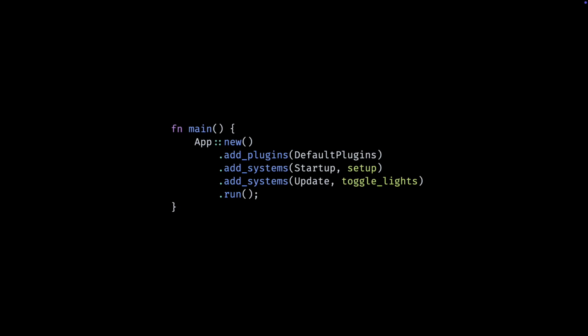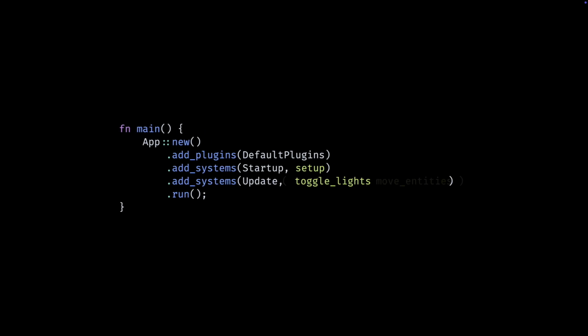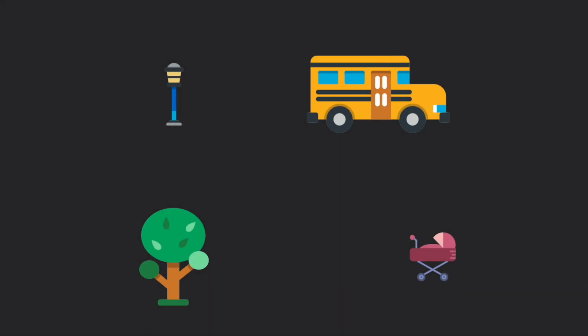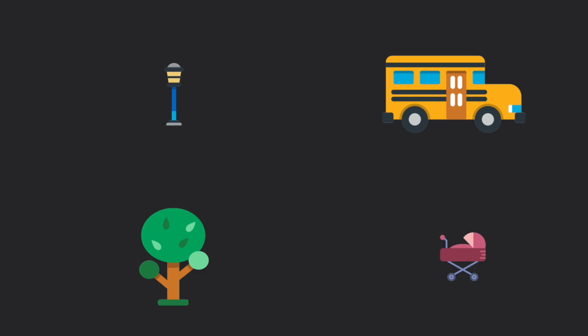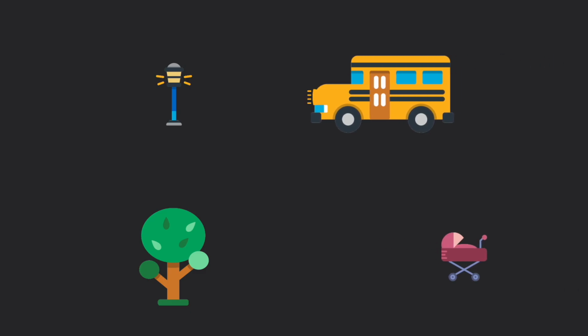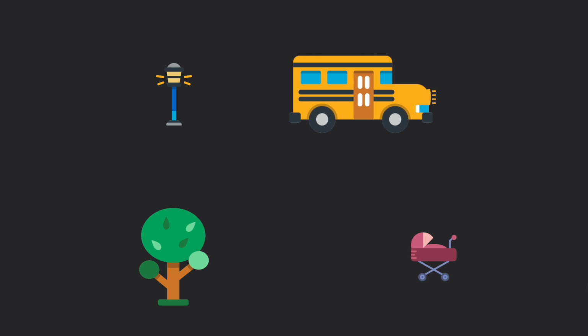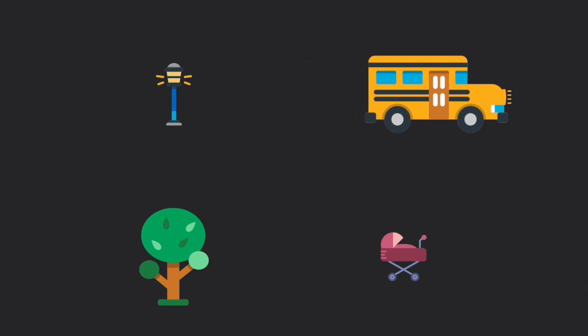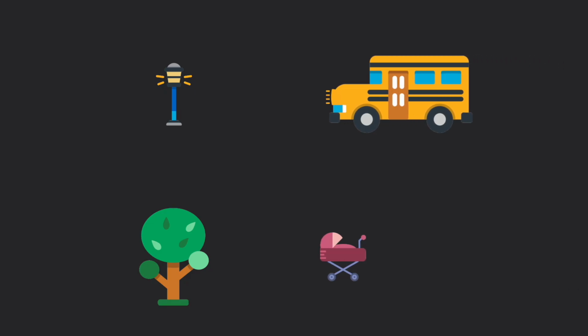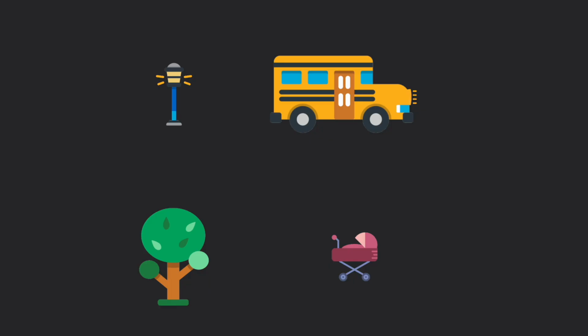And then in our main function, we add the move entity system to the update schedule as well, so that it also runs per update step. And now if we run our app again, we should be able to see the final simulation in action, where the entities with motion move to and fro within some horizontal boundaries, and pressing the spacebar key toggles the lights for those entities that have some kind of lights attached to them.